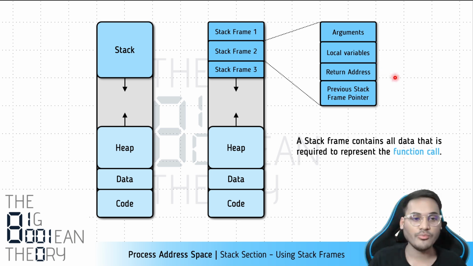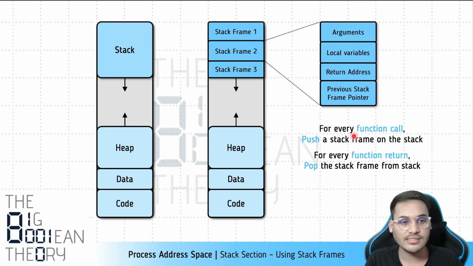Now, another important point, which you might have guessed, is that for every function call, we push a stack frame on the stack, and for every function return, we pop the stack frame from the stack, right? So in this example, when function 1 is called, we push stack frame 1 with all of the relevant variables or data associated with function call 1. So that is stack frame 1.